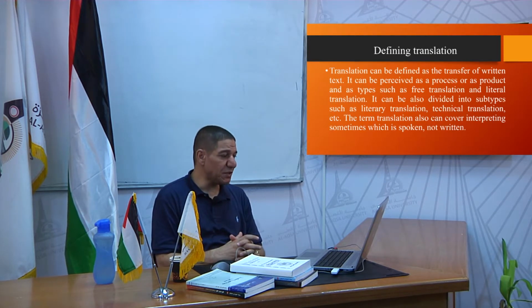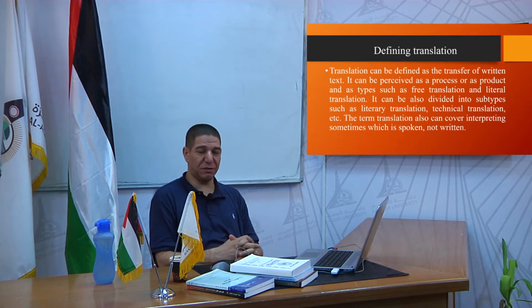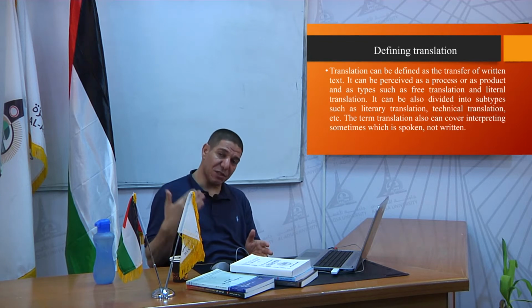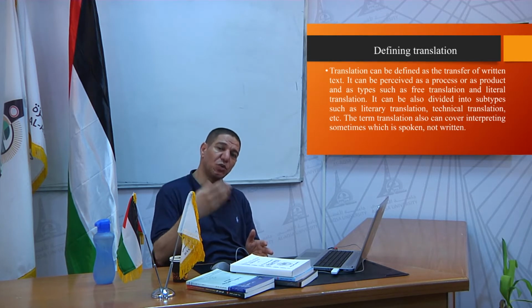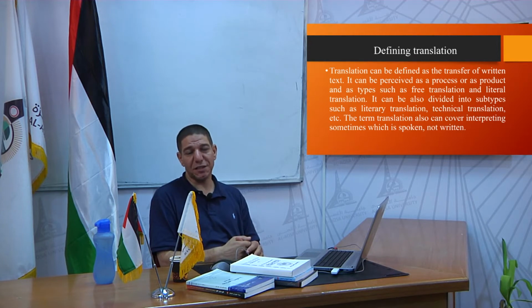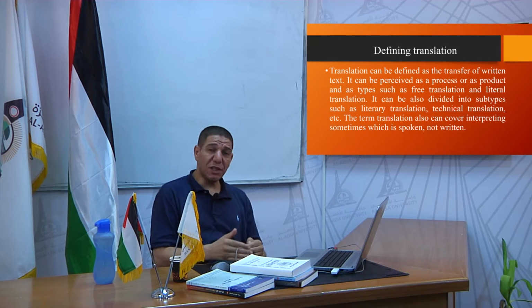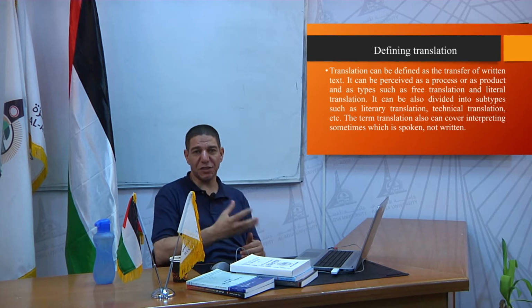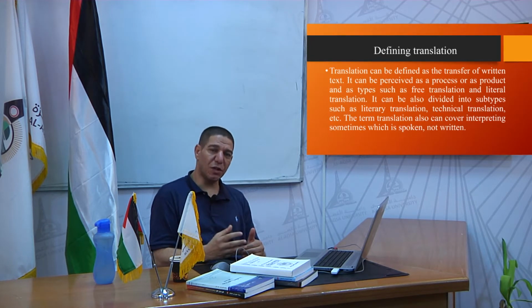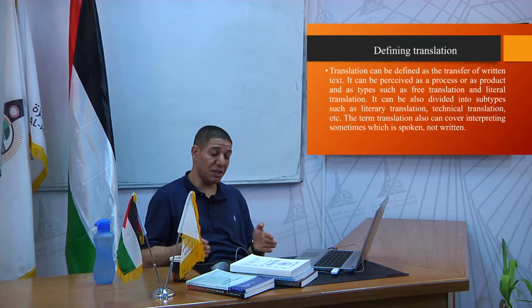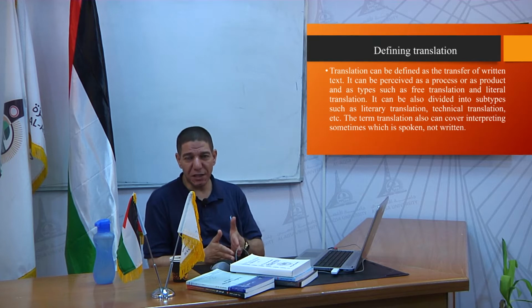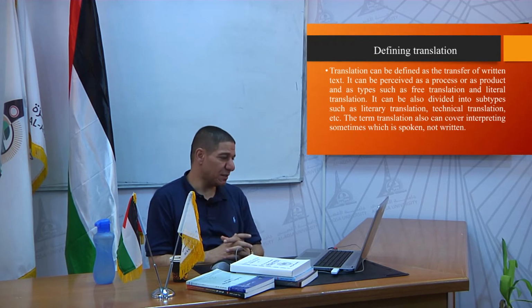So it can be perceived as a process or a product. A process, the measures you take, the strategies, the methods, the procedures you undertake in order to produce a certain text in another language. The product is the result of this process. The text that is already translated, for example, from English into Arabic is called translation too. So translation can be the process itself, and it can be the result of this process.